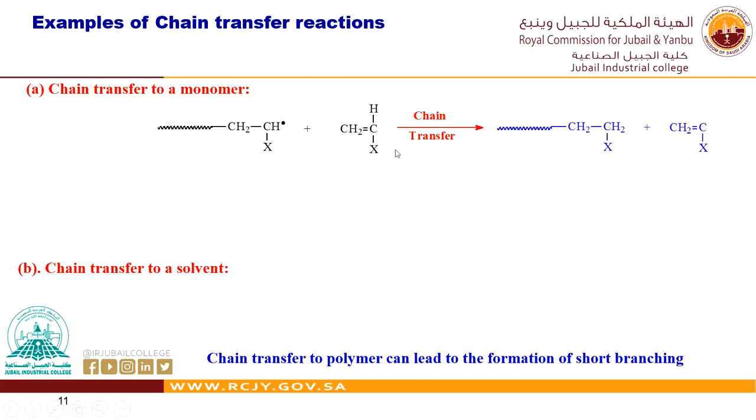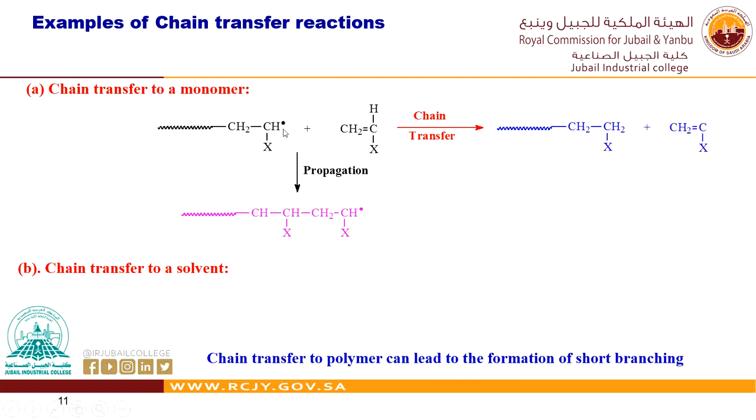But it is important to mention that here, chain transfer reaction to a monomer is competing. It's a competing reaction with what? Propagation. You remember we talked about 3 steps in addition polymerization: initiation, propagation, and termination. So if you have a monomer and a growing chain reacting with a monomer, the reaction can either be a chain transfer or propagation.